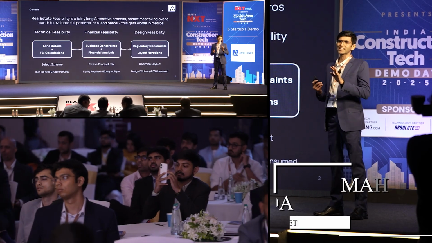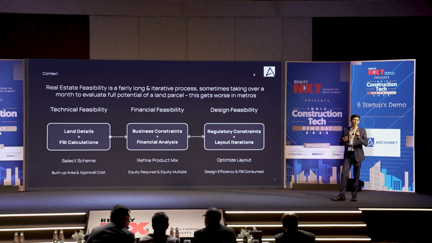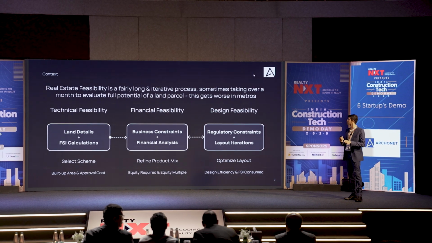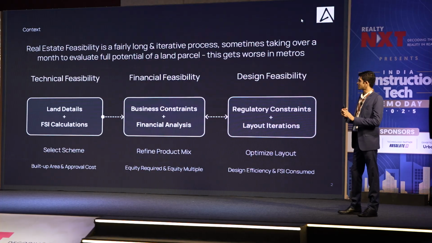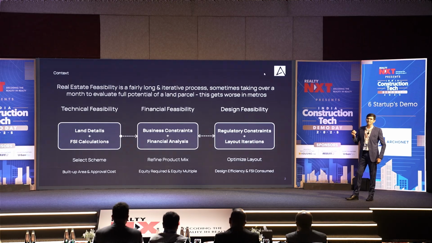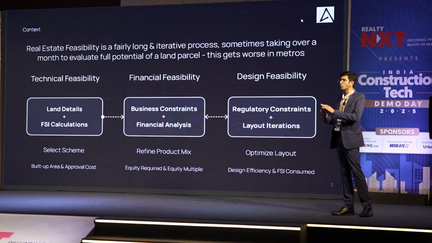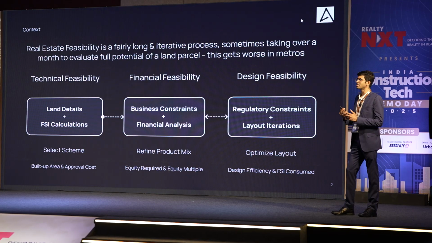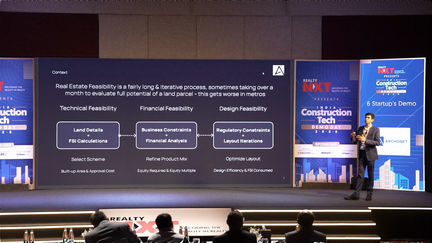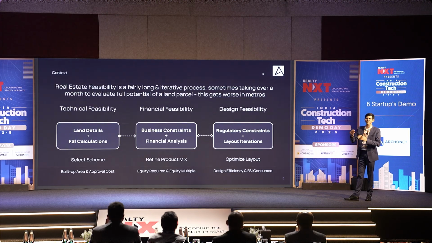Just to quickly set context, real estate feasibility is a long and iterative process. When you as a developer are looking at any land parcel, whether it's greenfield or redevelopment, apart from legal due diligence, which we do not take care of, you look at three different kinds of feasibilities. First is your technical feasibility, where you look at the land details, try to figure out what's the built-up area you can get out of the land parcel as per current regulations. Say on a 5,000 square feet plot with 4 FSI, you can get 20,000 square feet. That is what you want to know with the associated approval costs.